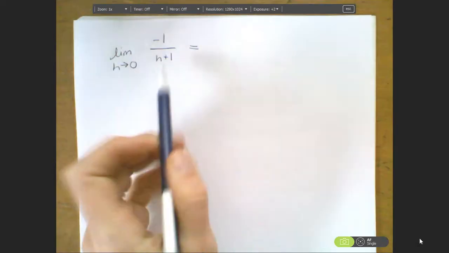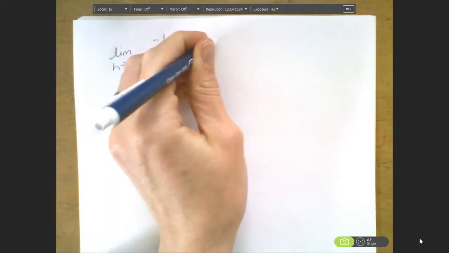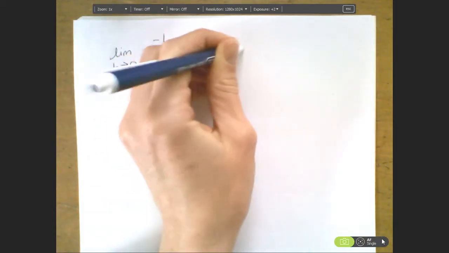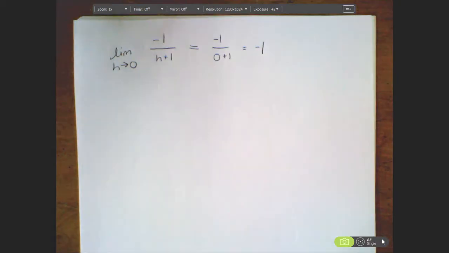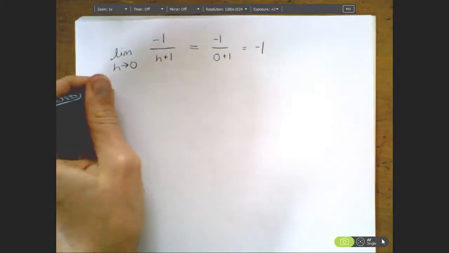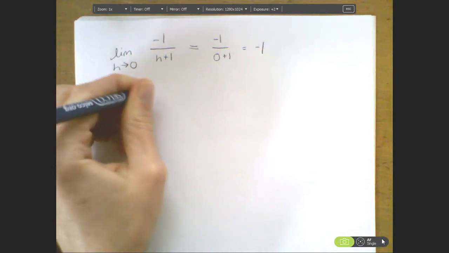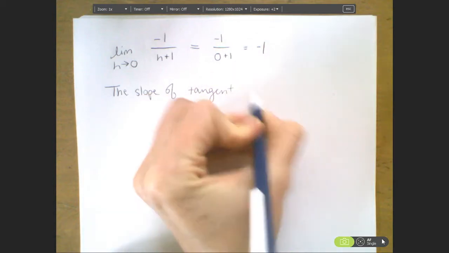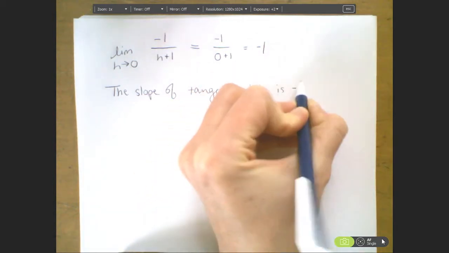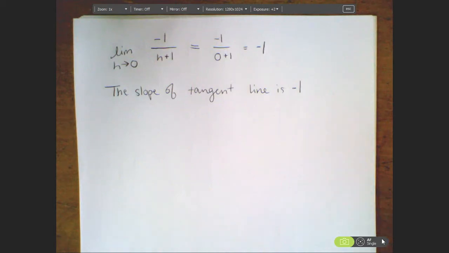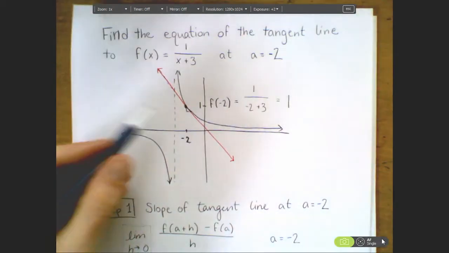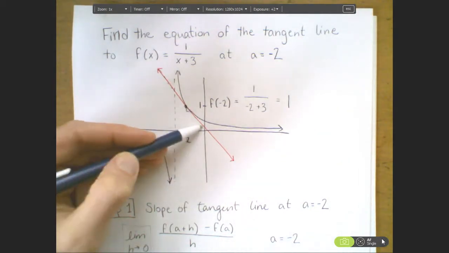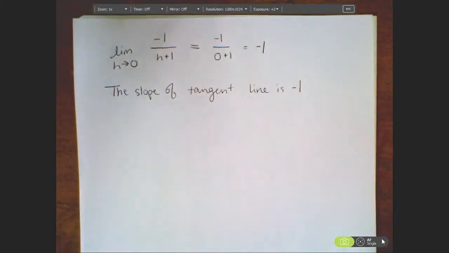So because this is continuous, we can plug 0 in and we get -1 divided by 0 plus 1, which is just -1. So this tells me that the slope of my tangent line is -1. So if we go back to our original picture, that makes sense that this red line actually looks really close to a slope of -1 because it's going down as it moves in the positive x direction.